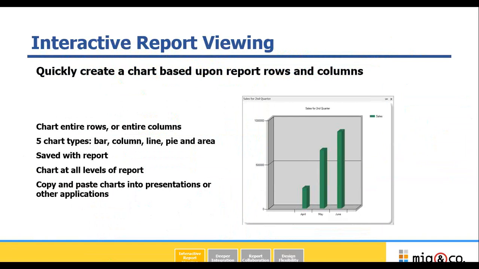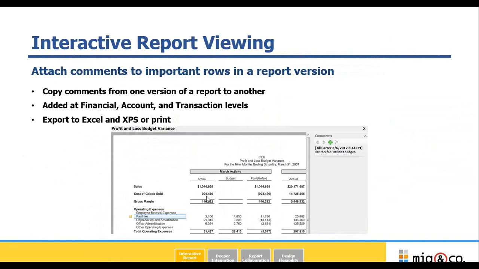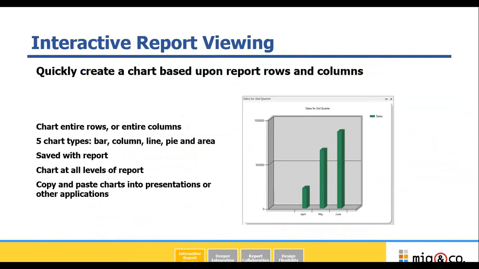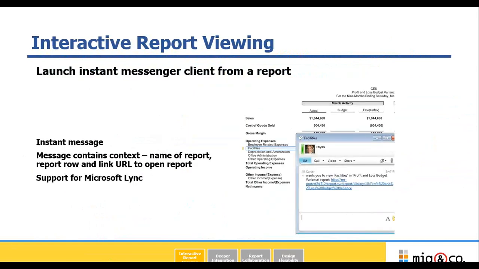You can easily create a chart based upon your report rows and columns that will show entire rows or entire columns. There are 5 chart types available: bar chart, column, line, pie chart, or area chart. These charts will be saved with the reports. You're able to chart at all levels, and you can copy and paste your charts into various presentations.